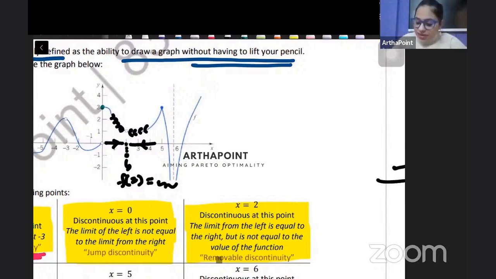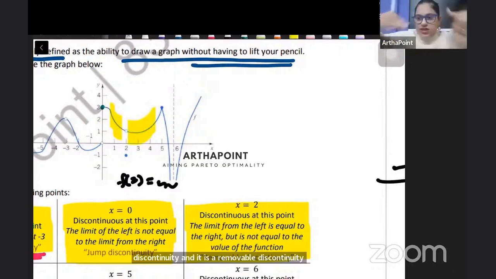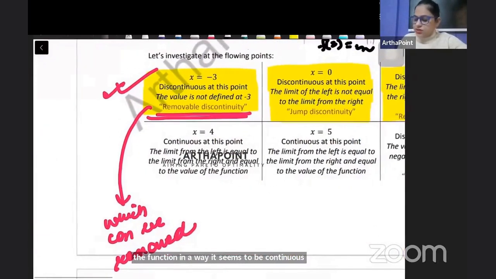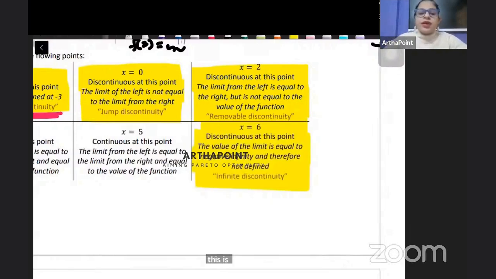So there is a way to remove this discontinuity, and it is a removable discontinuity because actually you are going towards the same part of the function. In a way, it seems to be a continuous function. Then another kind of discontinuity that we have here is known as infinite discontinuity.